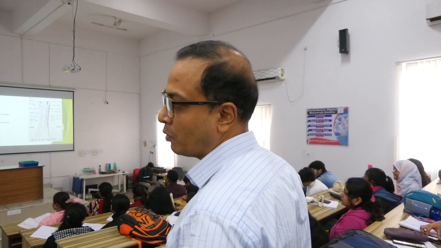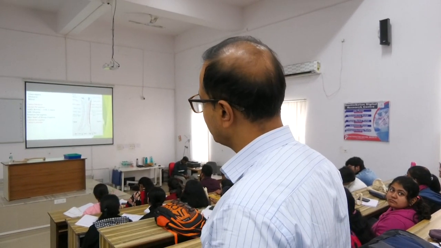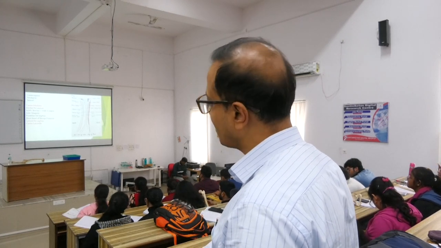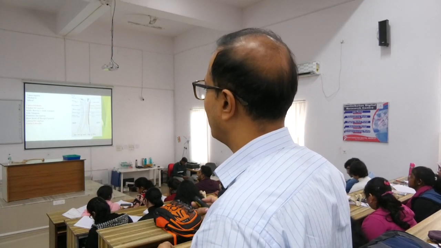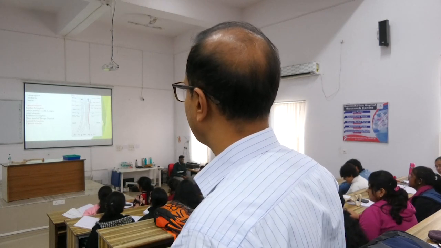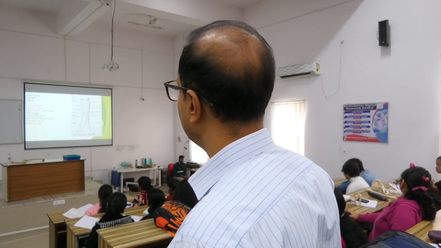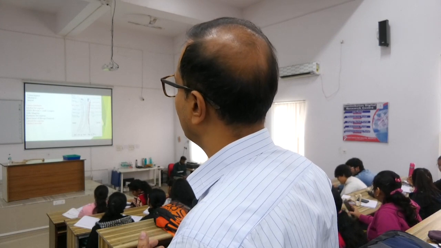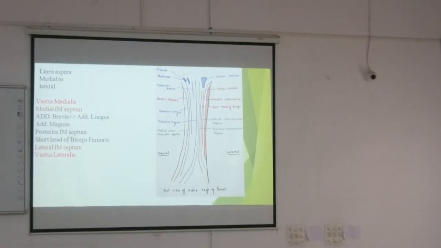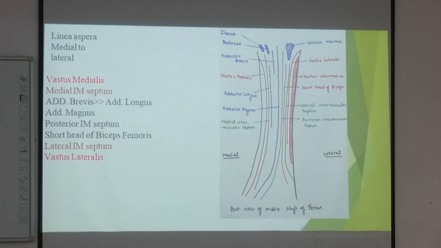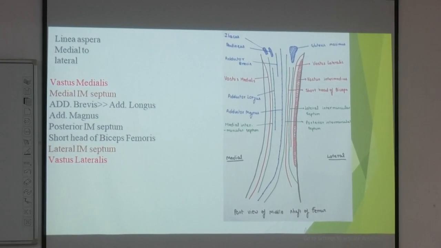Then we have the posterior intermuscular septum. Then we have a muscle coming over here, the biceps femoris. The short head of the biceps femoris is anchored to it, while the long head of the biceps femoris is with the hip bone. Then we have the septum and vastus lateralis. These you have to memorize: medialis, lateralis; then septum, septum, medial septum on the medial side and lateral septum. Then on the medial side, the adductors: brevis, longus, magnus, place the three of them, then the posterior septum, then biceps femoris, then end of the story.